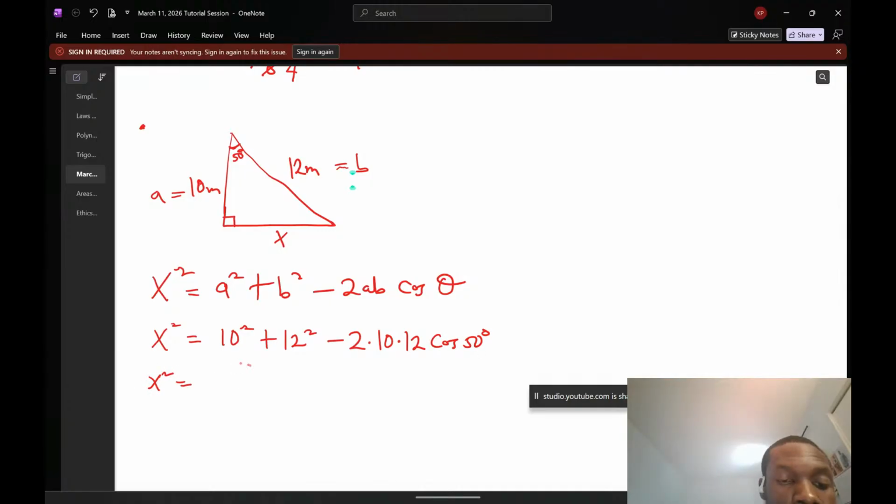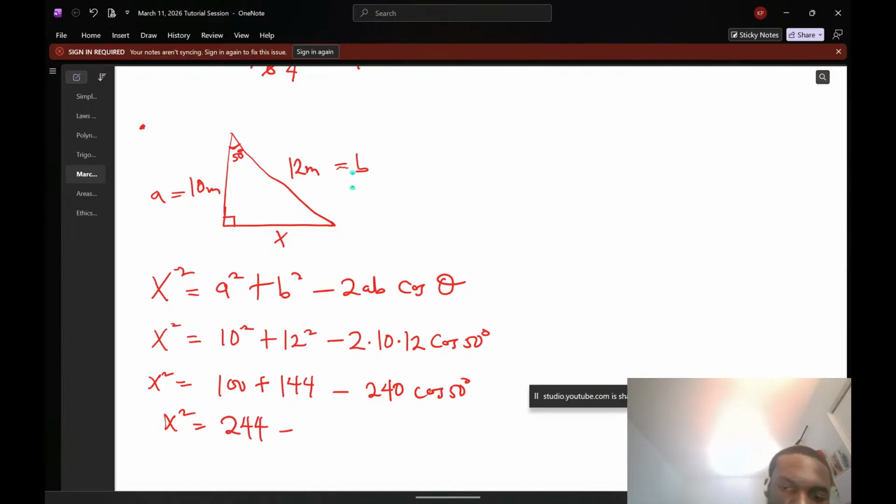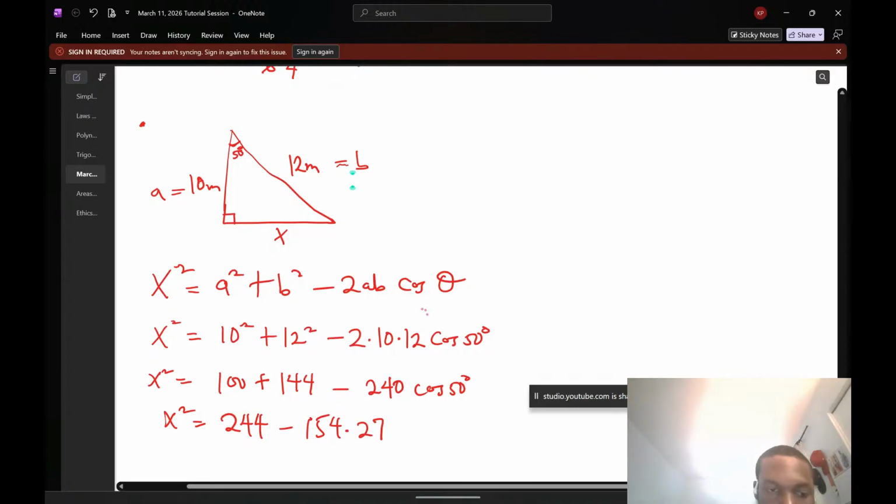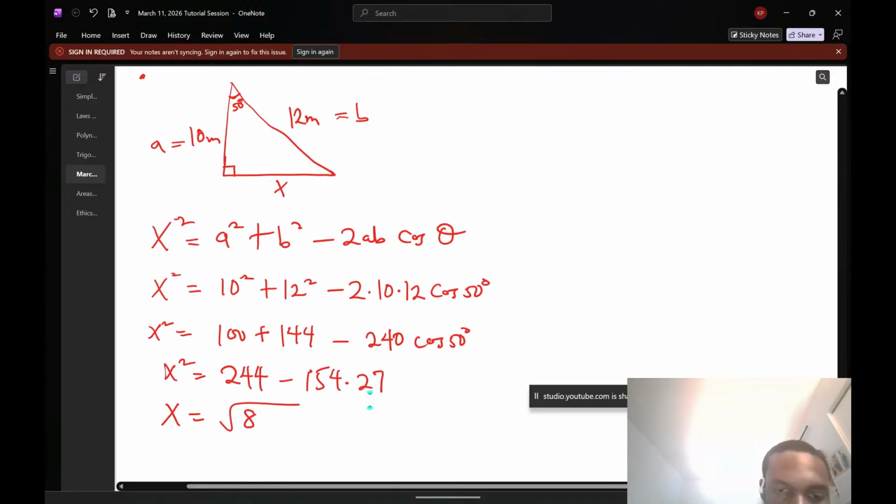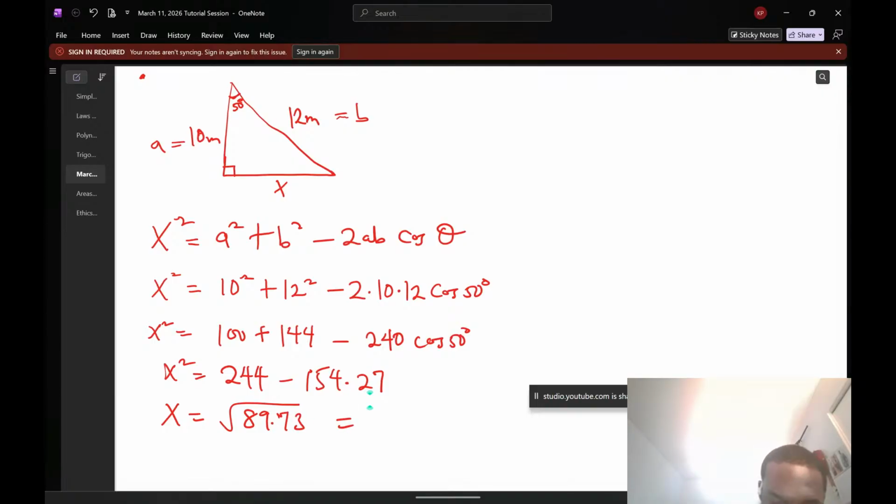Okay. 10 squared, 10 times 10 is 100, plus 12 squared, 12 times 12 is 144, minus 10 times 12 is 120. 120 times 2 is 240 cos 50 degrees. So 100 plus 144 is 244 minus 240 cos 50. 240 cos 50 gives us 154.27. So if we do 244 minus 154.27, that'll be x is equal to the square root of 89.73. Okay. The square root of 89.73 is 9.47 meters.